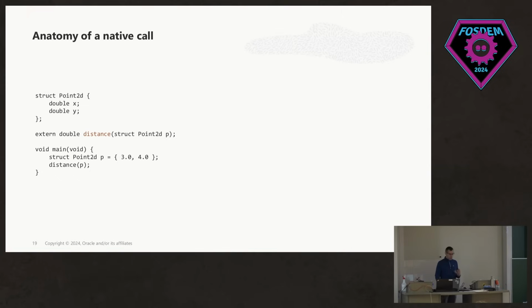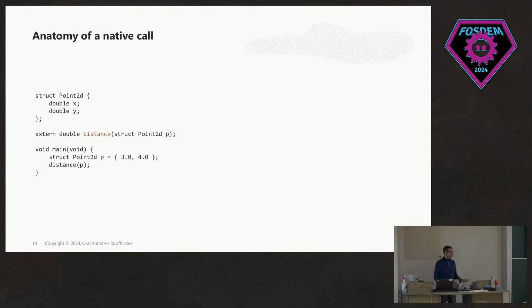So when we want to call a native function, here I define a function distance that takes a point and returns the distance of the point from the origin. Actually, doing that in C is a little bit more convoluted than it looks, because it essentially depends on the platform we are on.